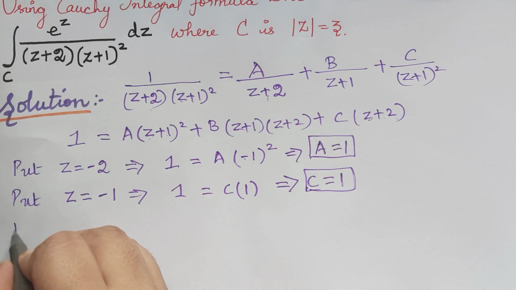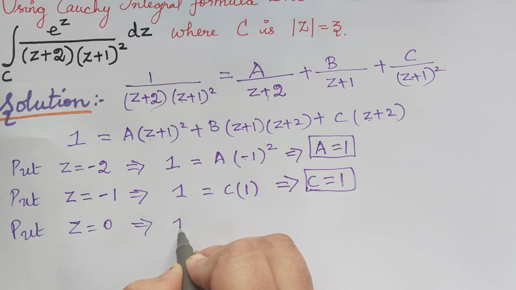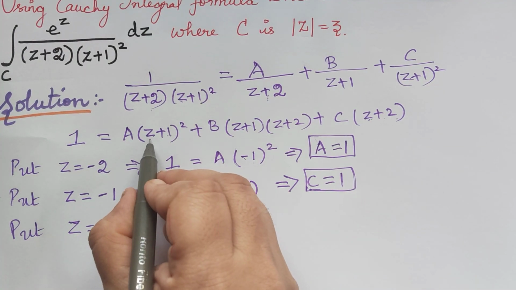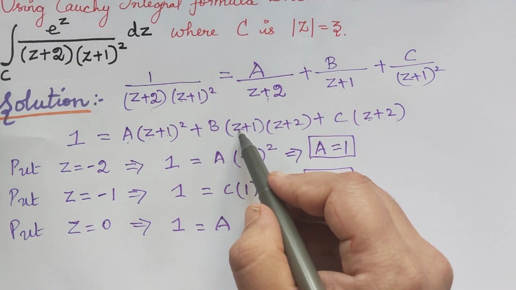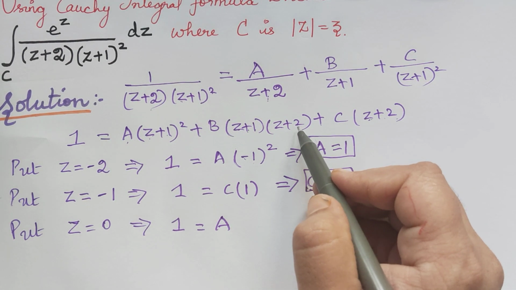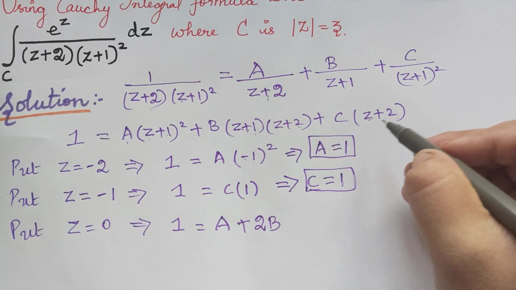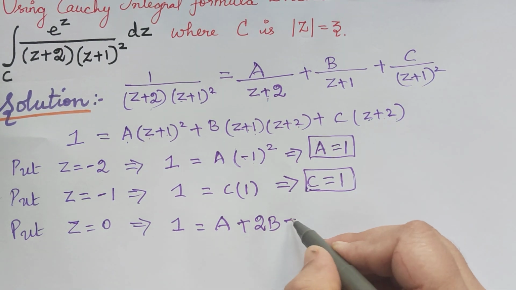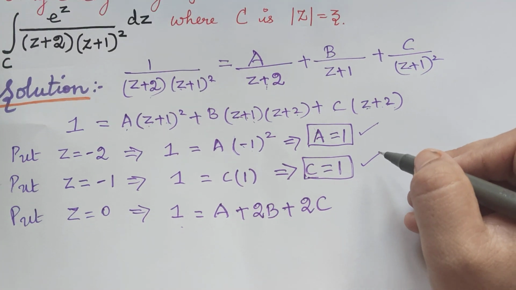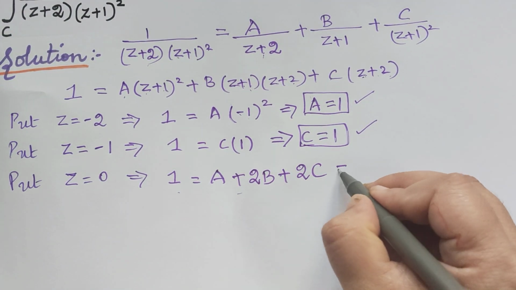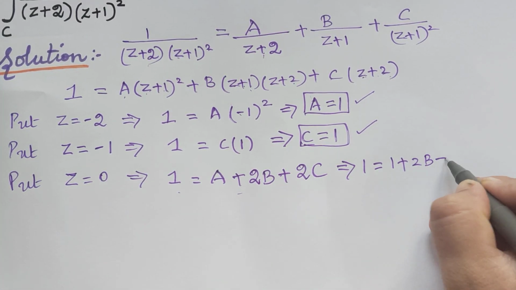Now in order to find the value of b, we shall put z equal to 0. So what do you get? 1 is equal to, if you put z as 0, 1 squared multiplied with a, so a. And here, if you put z as 0, you will have 1 and 2, so 1 multiplied with 2 is 2, so plus 2b. And then the last term gives 2c. So plus 2c. So we obtain an equation. Already we have obtained the values of a and c, so we can substitute them.